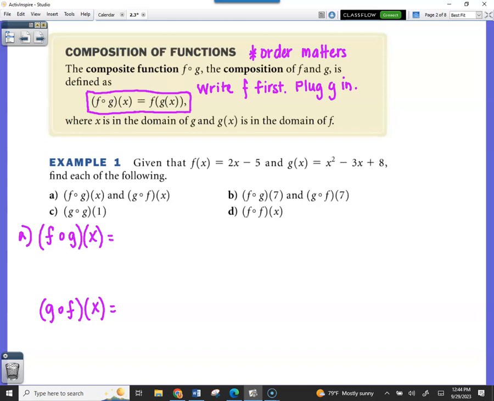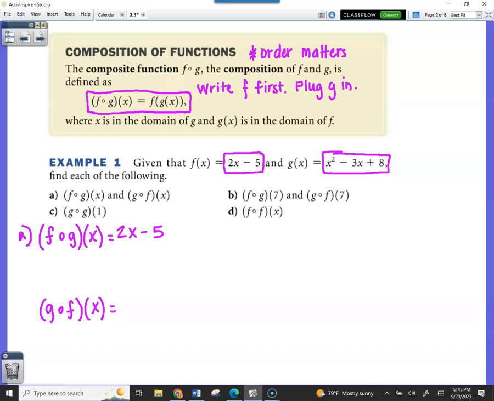So the order matters. Whatever is listed first is the function you write first. So I'm going to write function F first. Look at my directions. Here's function F. Here's function G. I've got 2x minus 5.